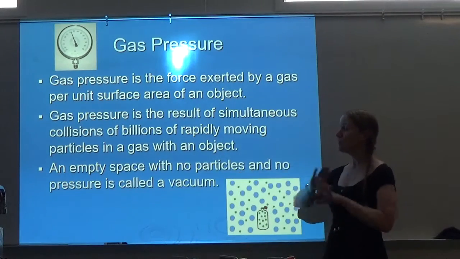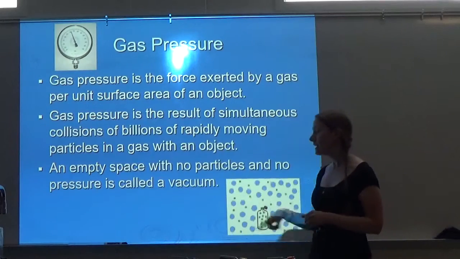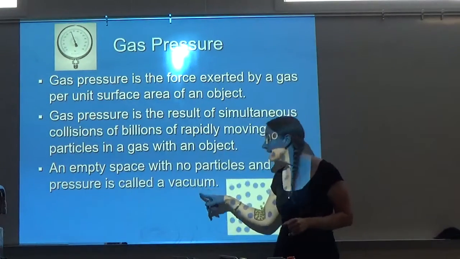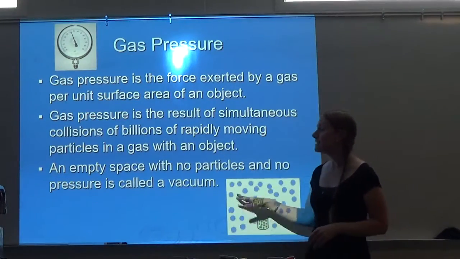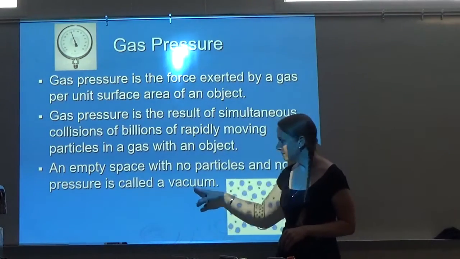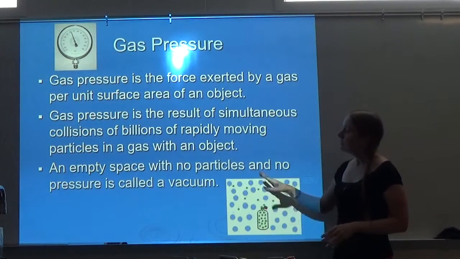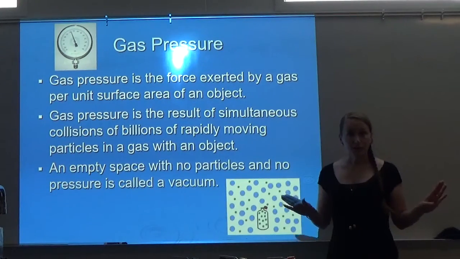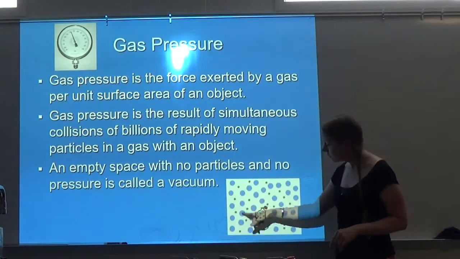An empty space with no particles and no pressure is called a vacuum. And vacuum has two U's in it. Okay, it's not V-A-C-U-M-E. That's the most common misspelling I get. It's V-A-C-U-U-M. All right. And so again, if you have no particles, then there's no collisions and no pressure. And so the more collisions you have, the more pressure.